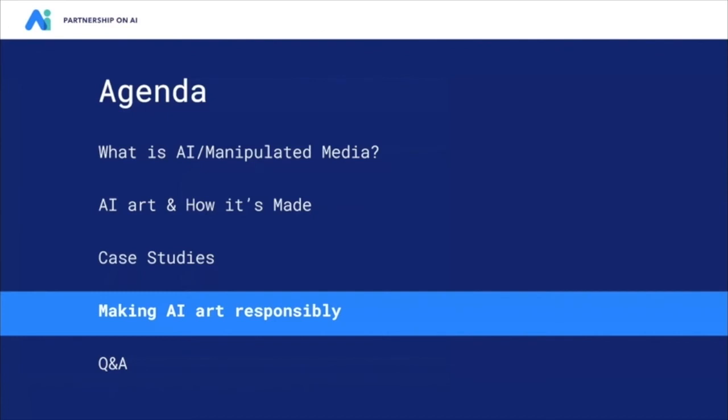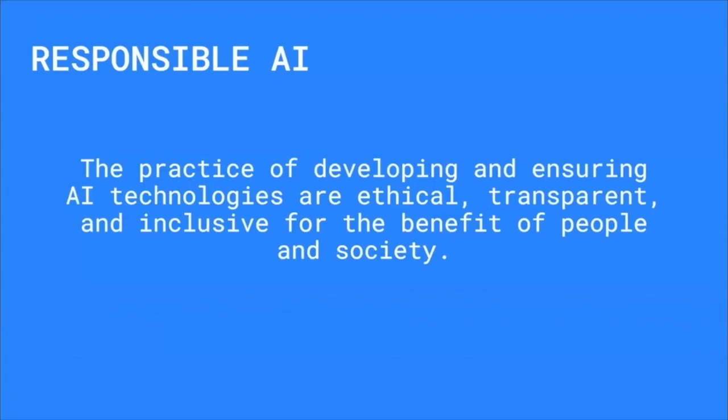And so with those examples in mind, let's turn to what we can learn from them about making AI art responsibly. So this is PAI's definition of responsible AI. We want to make sure that the practice of developing and ensuring AI technologies are ethical, transparent, and inclusive for the benefit of people in society.